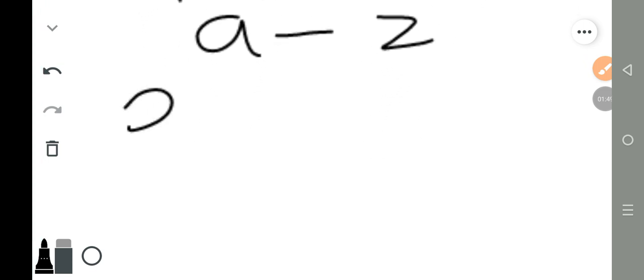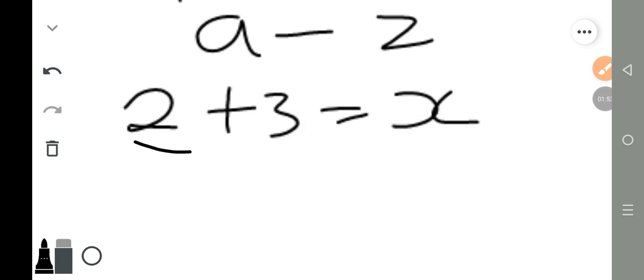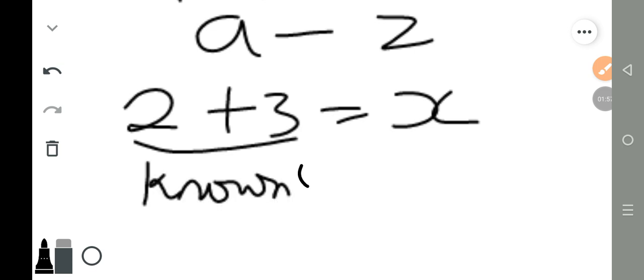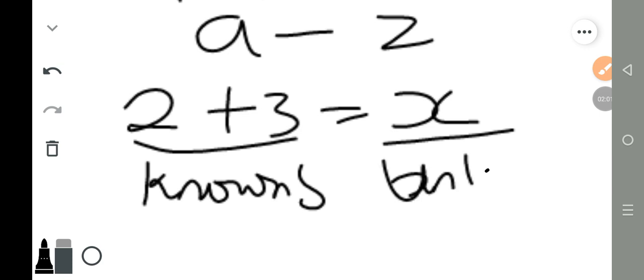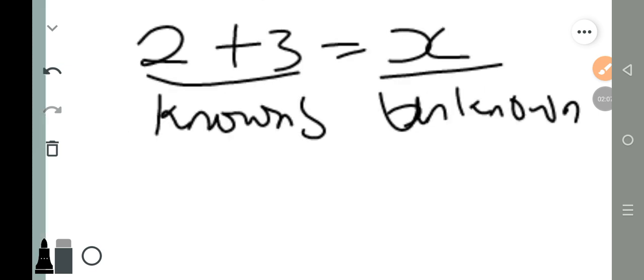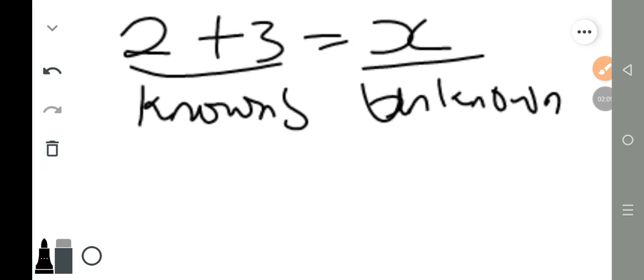Now, if you have an equation like this, 2 plus 3 equals x, see these two numbers here, they are the knowns. And this x is the unknown, because you don't know the value for x. But when you solve the knowns, you get the unknown.